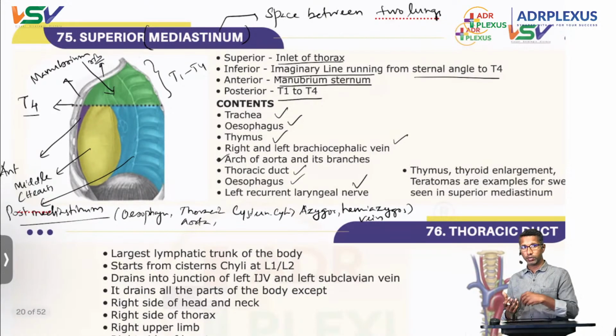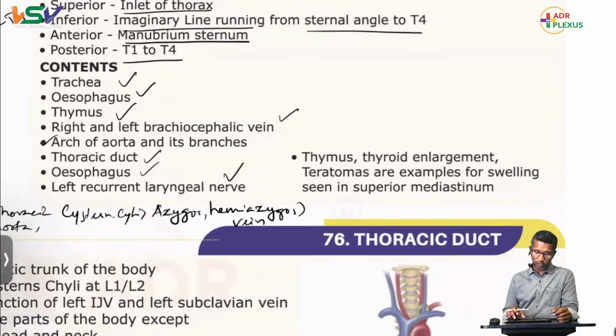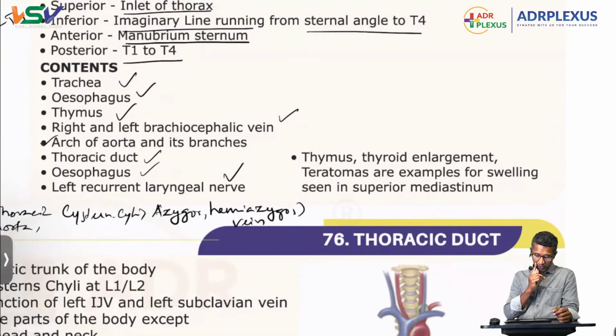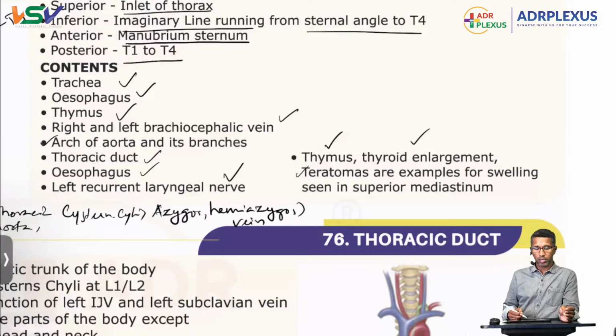So questions can come easily from these areas. Please make a note of it. Several enlargements can cause mediastinal swelling in the superior mediastinum, and that could be because of thymus or thyroid enlargement, or it can be because of teratomas or tumors basically. So we can remember it as 3 T's or 4 T's for the swellings appearing in the superior mediastinum.